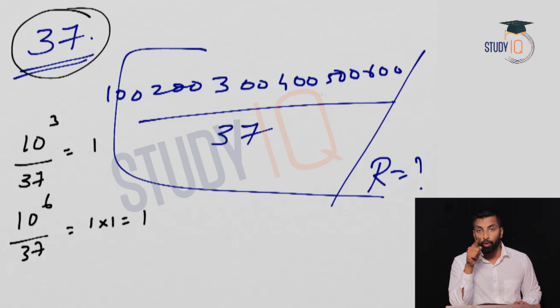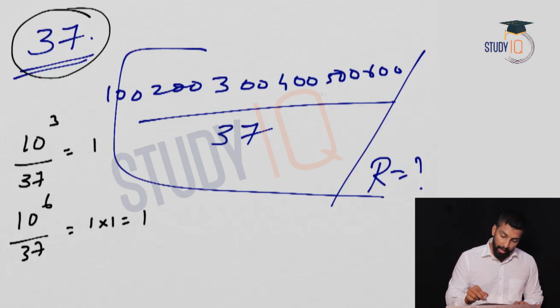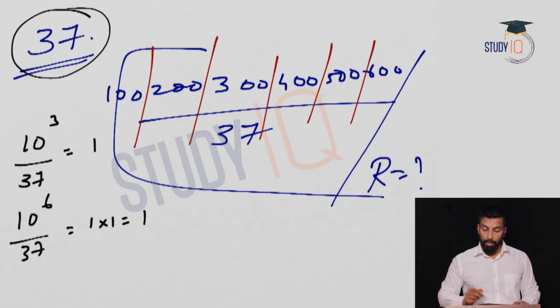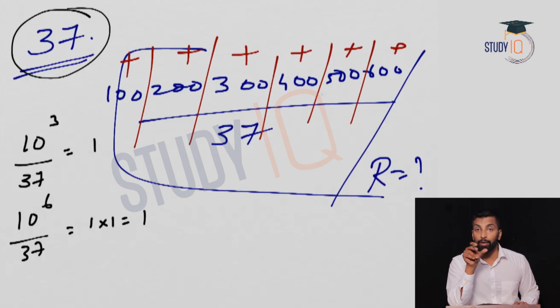You can group into groups of triplets like what you have done earlier. That is one thing which is common in all the three. But what is not common is that earlier you were putting plus minus plus minus. Here you have only plus plus plus plus. So let's group into groups of triplets. 100, 200, 300, 400, 500, 600. So you got triplets. Now you put plus everywhere, that means you need to add everything.